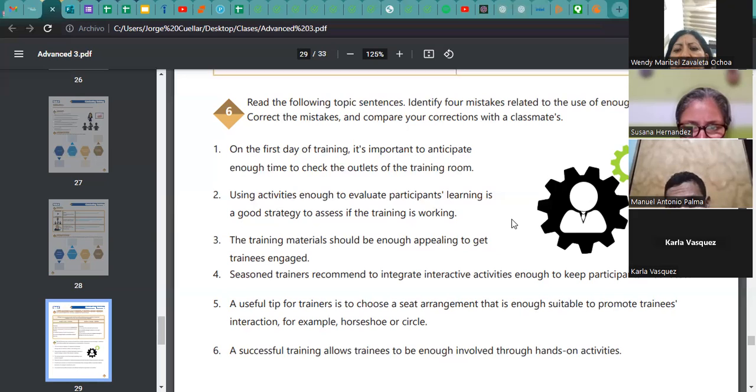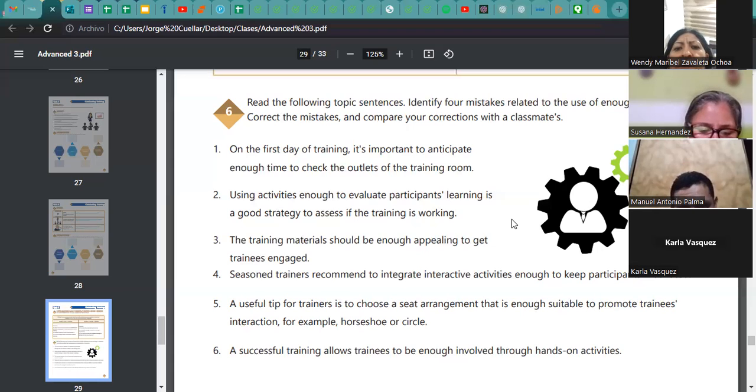Different trainers recommend to integrate interactive activities to keep participants motivated. Very good. So it's going to be seasoned trainers recommend to integrate enough interactive activities to keep participants motivated. So enough is before. Very good.